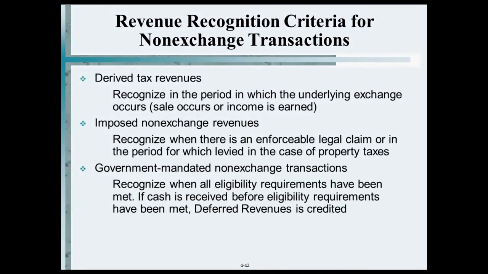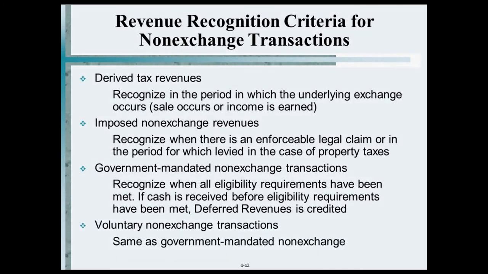This is the non-exchange transactions I wanted you to be aware of. Derived tax revenue, imposed non-exchange revenue, and government mandate. These are your grants, sales and income tax, and property tax. Derived because it's derived from the value. Non-exchange imposed because the government has the right to impose that on you and have a legal claim if you don't pay it. And government mandated and voluntary non-exchange transactions, these are basically grants. So these two can be looked at as one category.